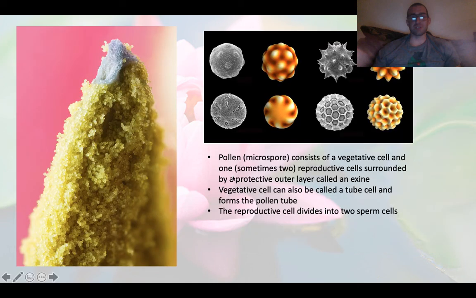So, talk about pollen. These are examples you see up here. This is kind of zoomed in on an anther. And pollen consists of a vegetative cell and one or sometimes two reproductive cells. And it's also protected by this outer layer that can take different shapes that you see. Now, the vegetative cell is eventually going to grow a long tube, and we can refer to it as a tube cell. It forms this pollen tube. And the reproductive cells are going to divide into two sperm cells.